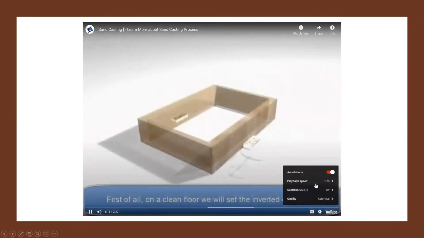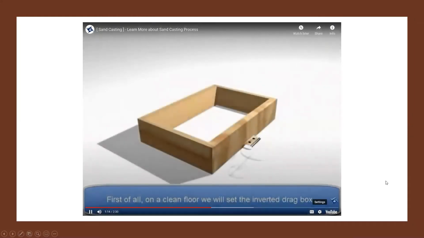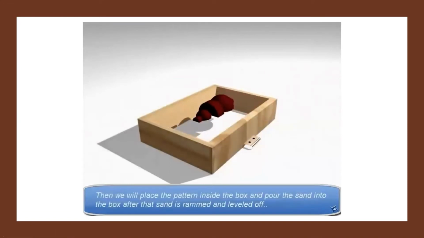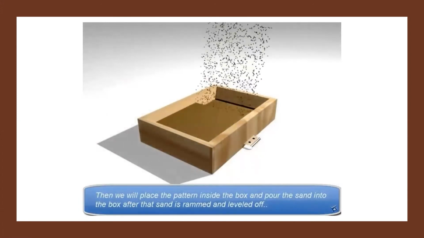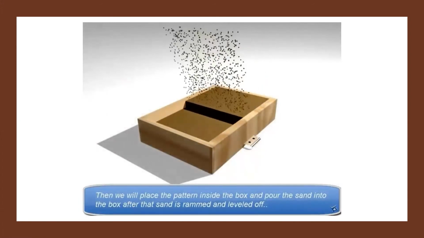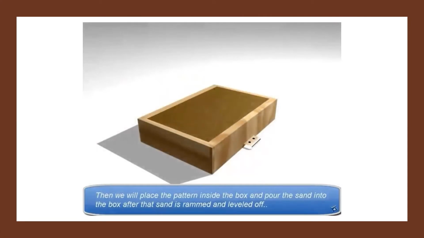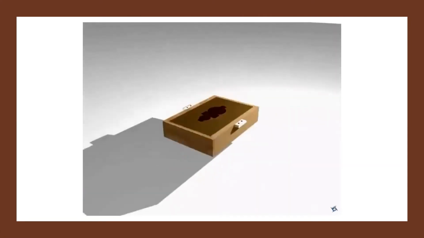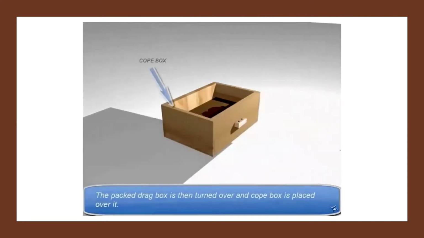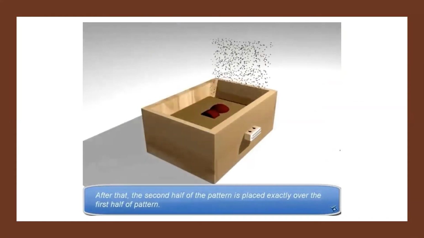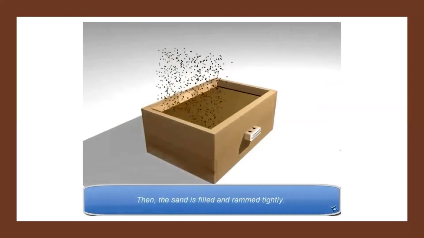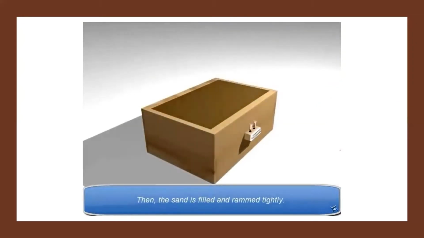First of all, on a clean floor, we will set the inverted drag box. Then we will place the pattern inside the box and pour the sand into the box. After that, sand is rammed and leveled off. The packed drag box is then turned over and core box is placed over it. After that, second half of the pattern is placed exactly over the first half of pattern. Then the sand is filled and rammed tightly.